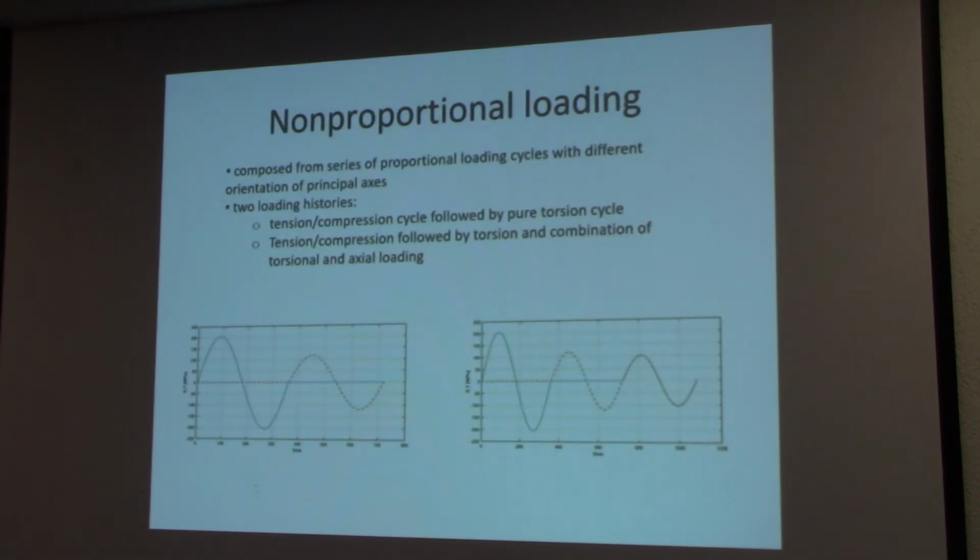Okay, so about non-proportional loading, I did my simulation for 2 very simple tasks. Both of them are composed of multiple loading sequences. Each of these parts of the loading sequence is basically proportional loading. So first is the pure tension, second is pure torsion. Okay, the dashed line is the torsion loading cycle. The full solid line is a tension loading cycle. The second sequence is composed again of pure tension loading, pure torsion loading, and then proportional tension compression with torsion.